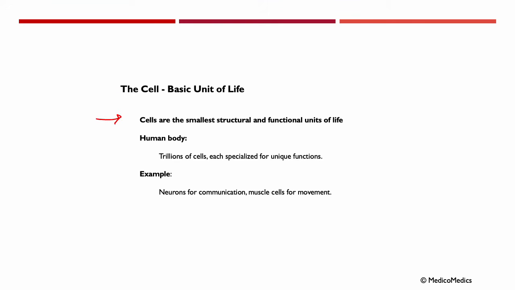Now, cells are the smallest structural and functional units of life. In the human body, we have trillions of cells, each specialized for unique functions. For example, we have neurons, nerve cells, for communication. We have muscle cells for movement, etc. To understand how cells work, we first need to explore their boundaries, meaning the cell membrane.